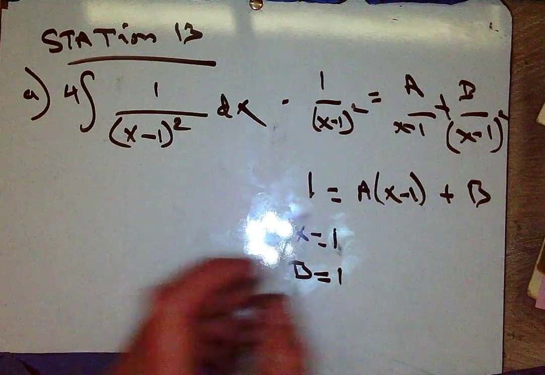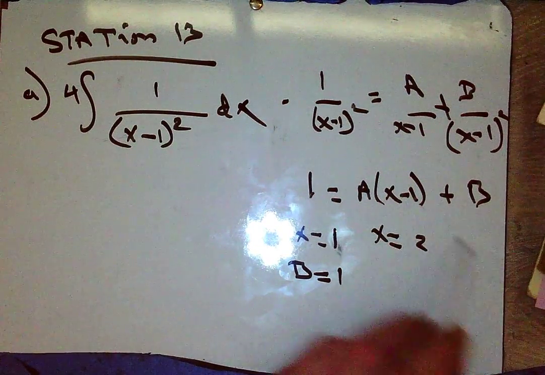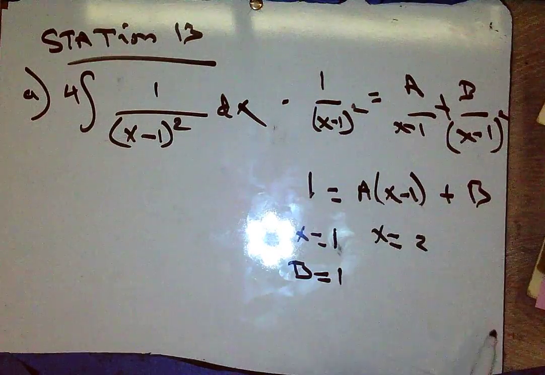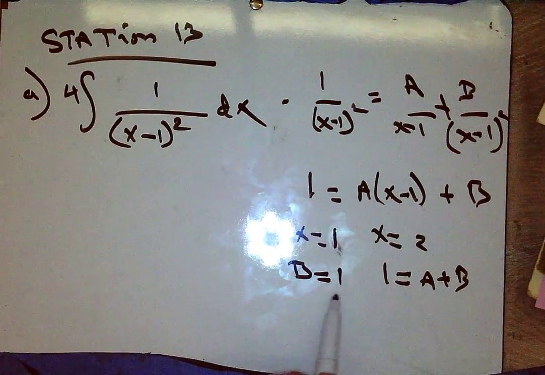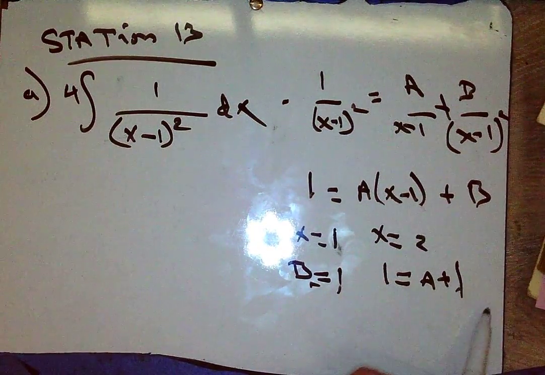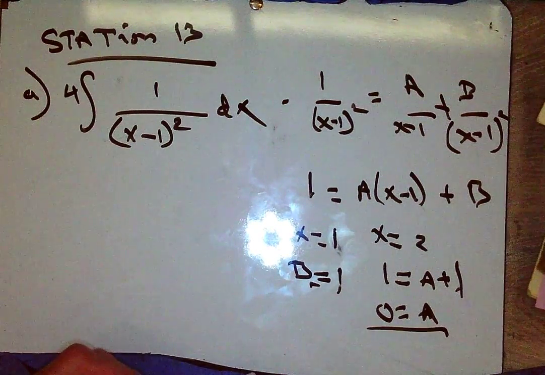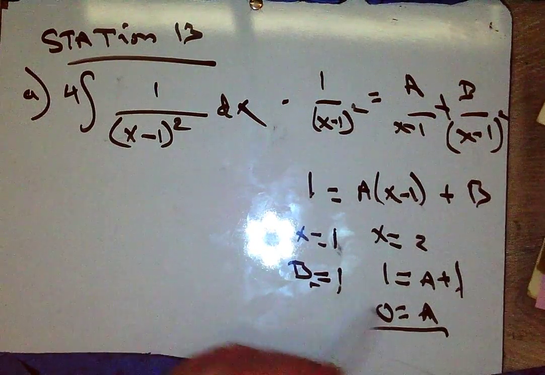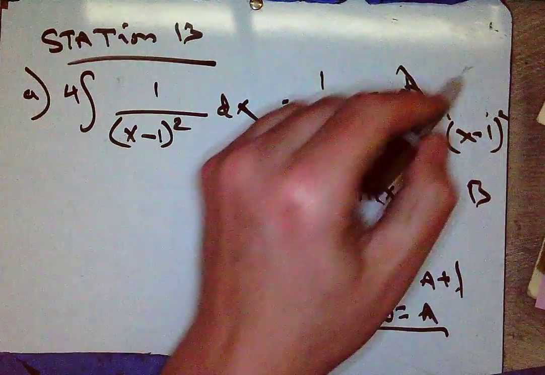And if I plug in x equals 2, so what do I get? 2 minus 1 is 1. 1 times a is a. I get 1 equals a plus b, b is 1. So a must be 0. Well, that's interesting.